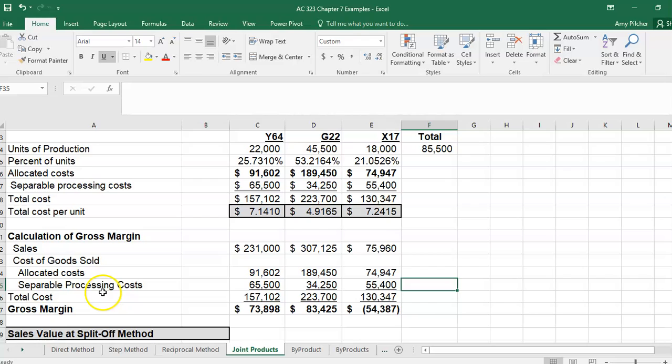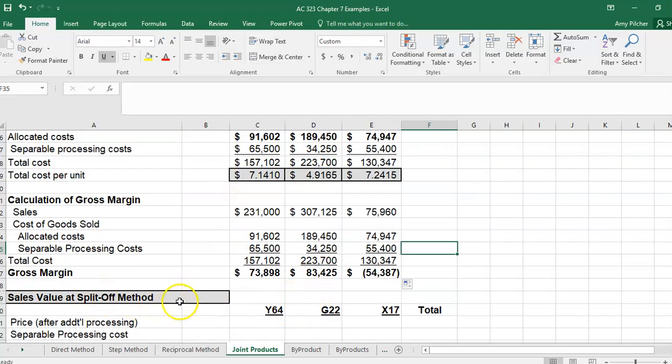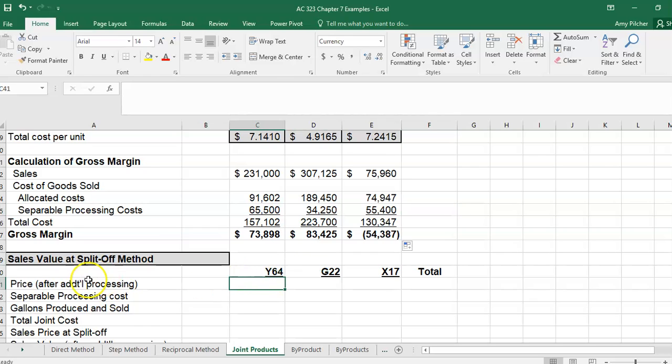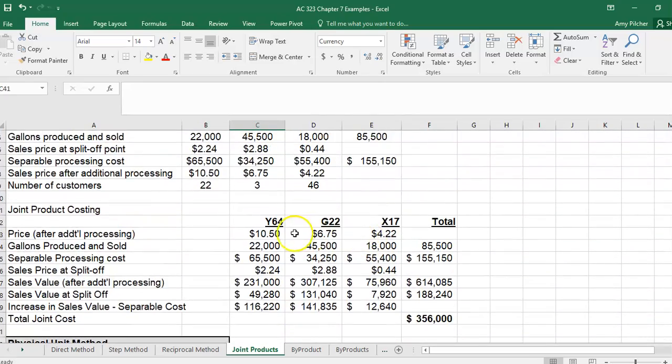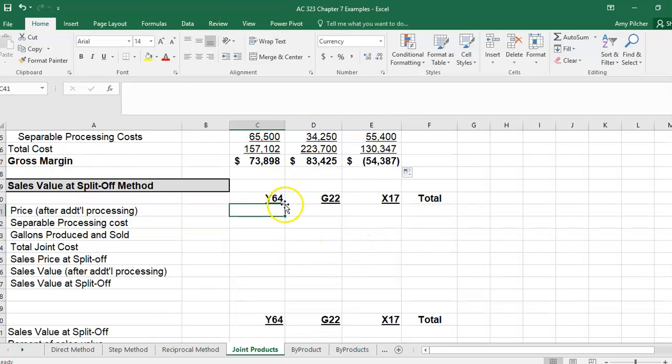Then we're going to look at the sales value at split off method. With the sales value at split off method, we want to look at what our price after additional processing is versus our separable processing costs. So we have our information from the chart up here, so we can fill this out. Our price is $10.50 after processing, $6.75 for G, and $4.22. Our separable processing costs are there.